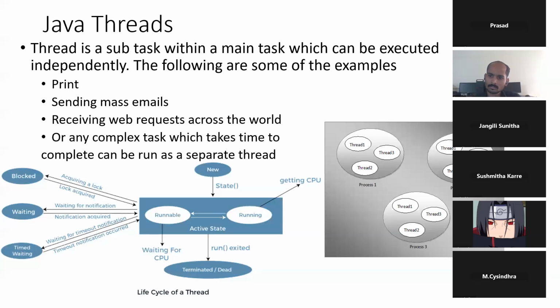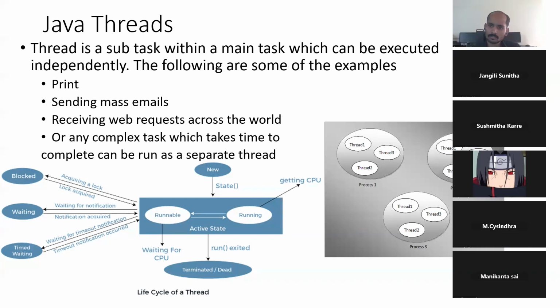User threads and daemon threads, sir. Sorry? No. We just discussed about multiple threads, the life cycle of a thread, right? A thread goes into multiple states. Yes, sir. New state, runnable state, running state, terminated state, sir. So what is the initial state of a thread? It is a new state, sir.